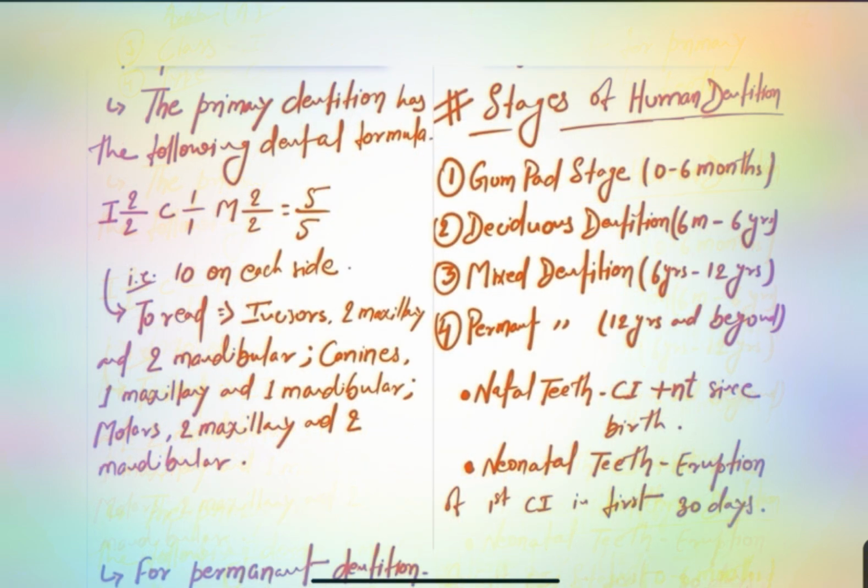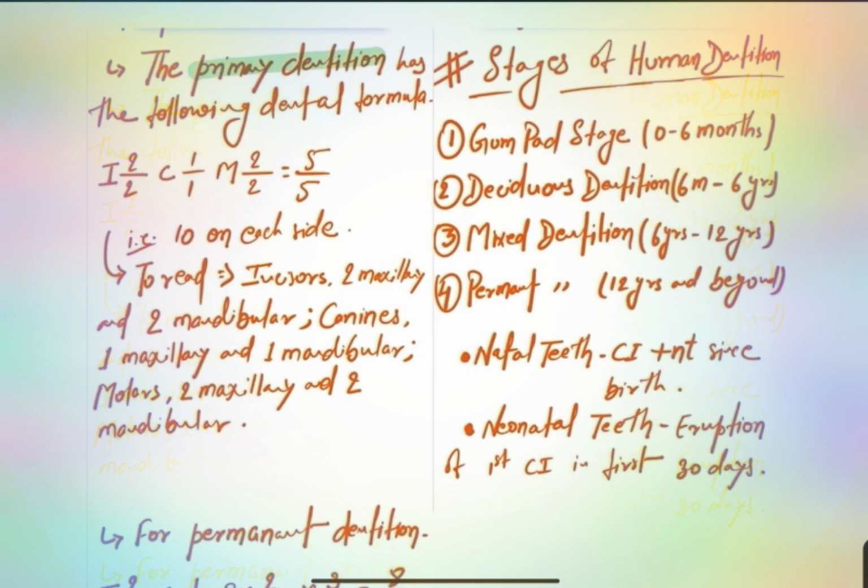So for the primary dentition, you have the dental formula: incisors 2/2, canine 1/1, molars 2/2, 5/5. Now how will you read this? How will you remember? I know it is easy. You can learn it very easily actually. See, I for incisor, C for canine, M for molar.